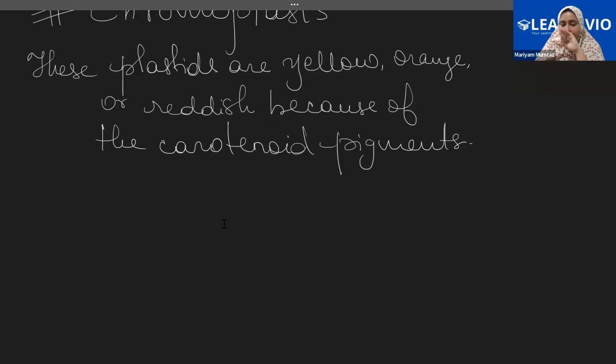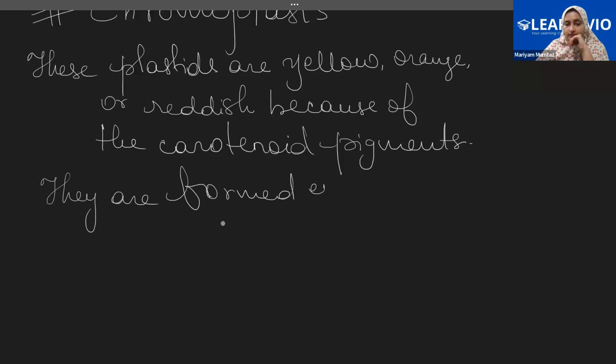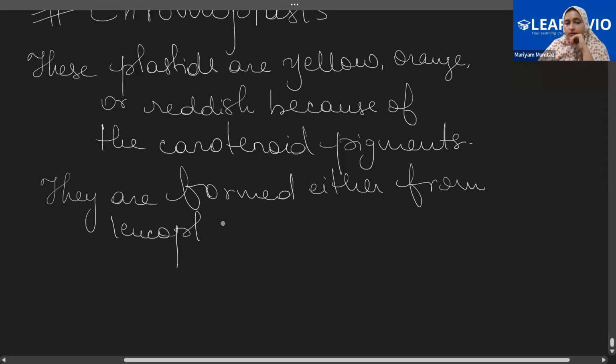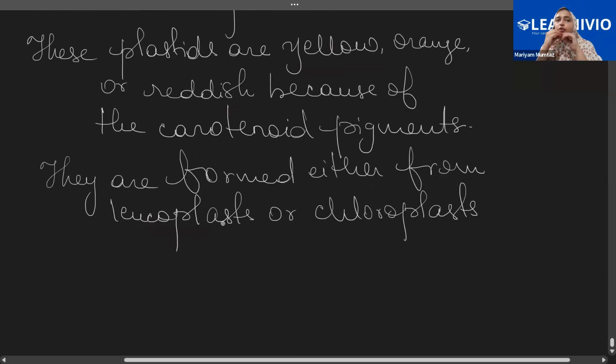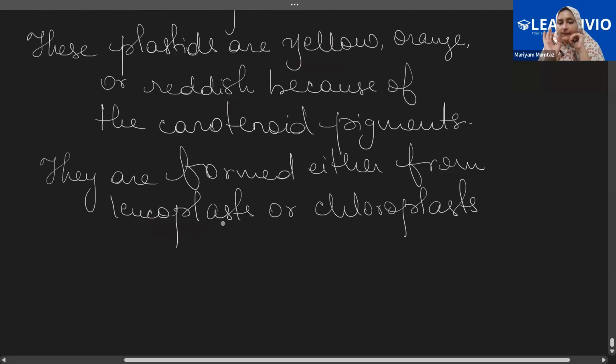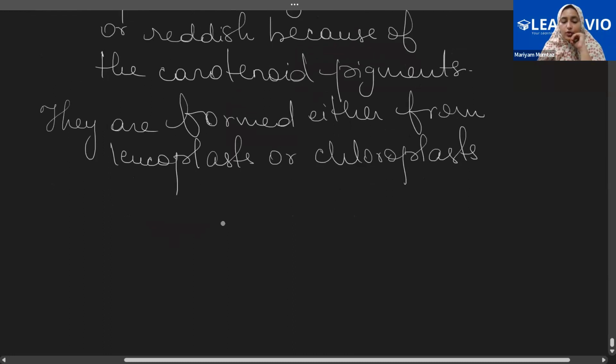Clear, students? So we'll write that they are formed either from leucoplast or chloroplast, meaning these chromoplasts are formed from their transformation. So they are right in the middle. Leucoplast can also turn into chromoplast, and the chloroplast can also turn into the chromoplast.